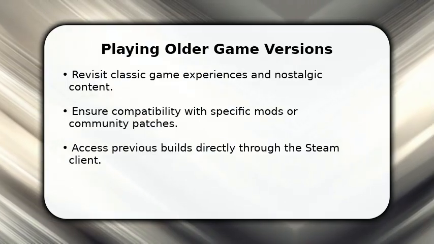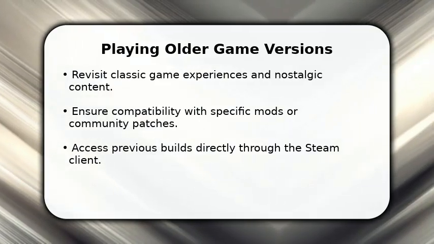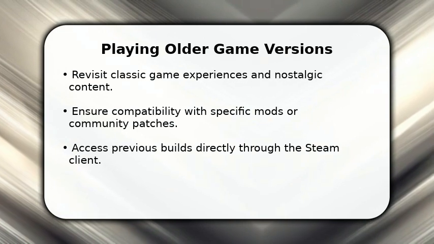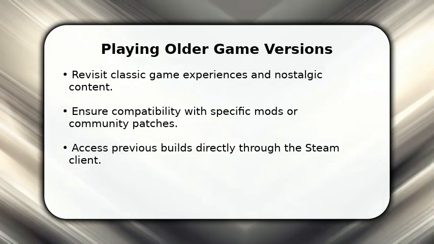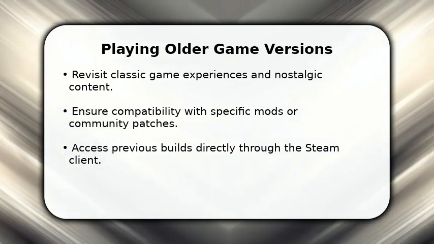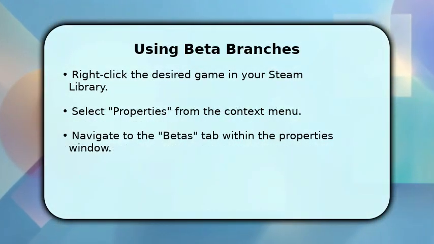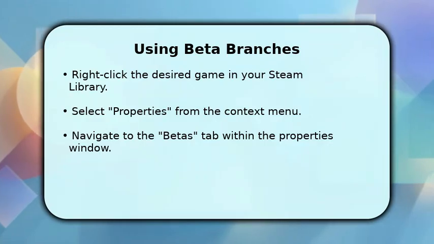Understanding these steps will allow you to unlock a wider range of gaming experiences. Let's dive in and get those older game versions running smoothly on your system. The simplest way to access older game versions is through Steam's built-in beta branches feature.